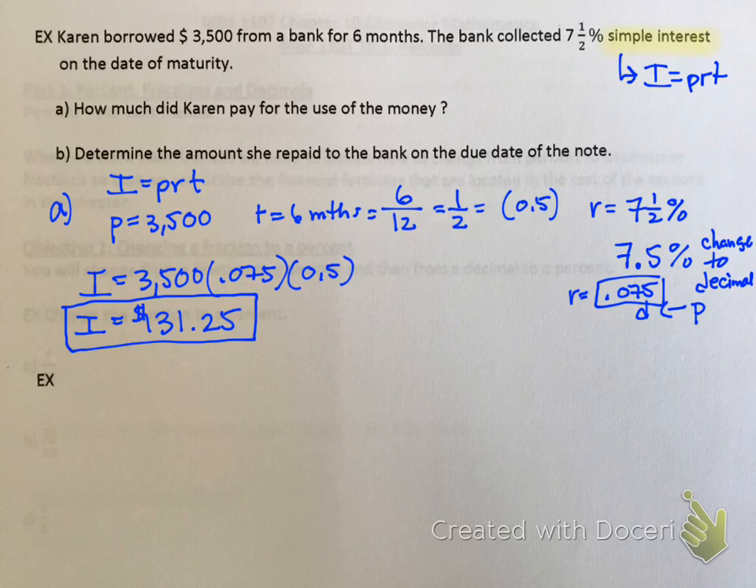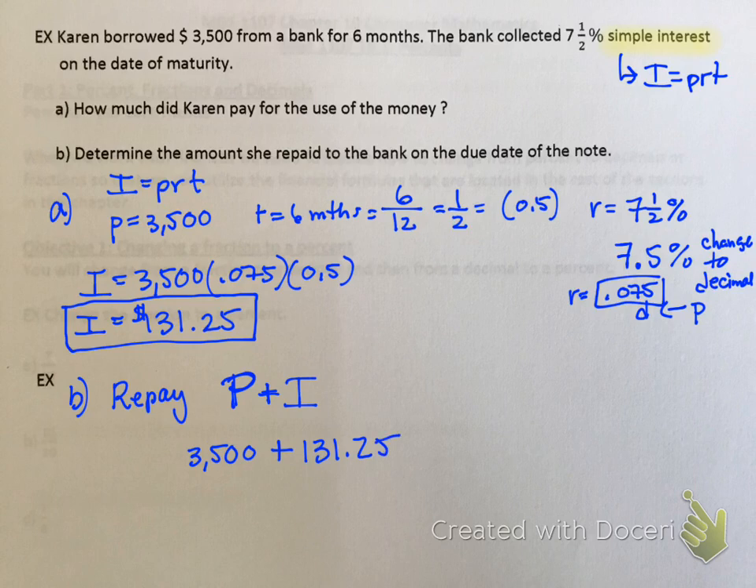7.5% interest. So part B asks us to determine the amount she repaid to the bank on the due date. So the amount that she has to repay is she has to pay the principal, which is the amount she borrowed, plus the interest. Okay? So let's figure that out. What is the principal? The principal is $3,500. The interest we just found from part A, which is $131.25.